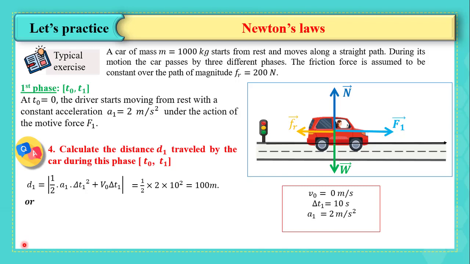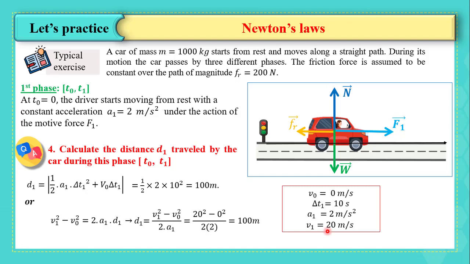The second method is to use the equation independent of time, which tells us that v final square minus v0 square is equal to 2ad. Actually, v final of this phase is v1, and v1 is equal to 20 meter per second. The other factors we have, so we substitute, and d1 is equal to v1 square minus v0 square divided by 2a1. By replacing the factors by their values, we obtain also the same value, which is 100 meter. Then in this phase, the car covers 100 meter in 10 seconds.